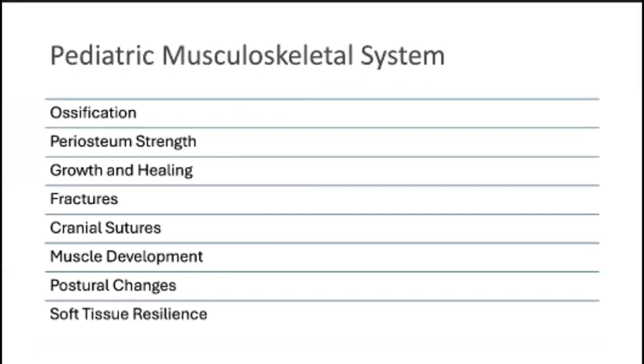So ossification: infants' bones are approximately 65% ossified by age 8 months. And we're going to talk about ossification more on the next slide. Periosteum strength. The periosteum in children is stronger than in adults. Growth and healing. Growth on long bones occurs at the epiphyses. Rapid healing, growing bones heal quickly. Internal fixation in fractures is often unnecessary.